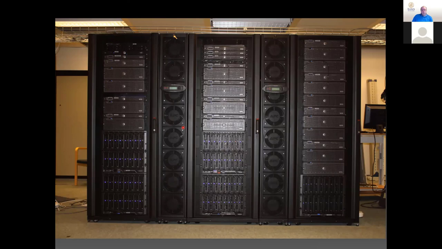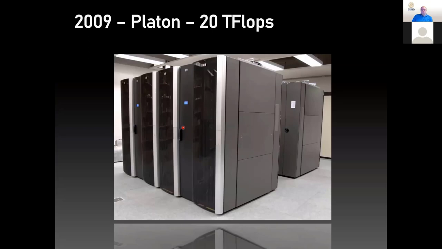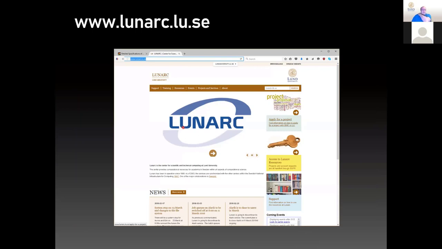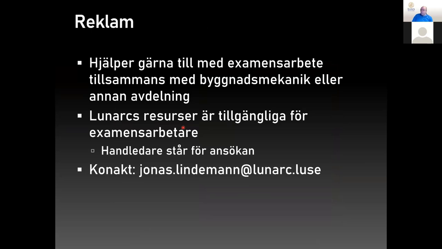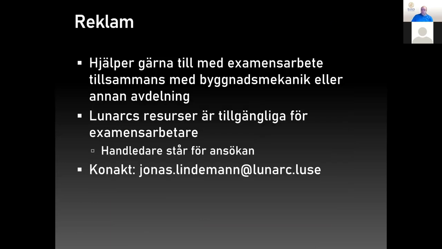This is our grid machine for the CERN simulations. And these are the blade chassis. Platon, 20 teraflops. We had Alaric, which I showed before, and Aurora. And this is our web page if you want to know more. So if you want to do something with Lunarc or do simulations, we will usually help out in Master's thesis work, and you can get access to our machines. Just to finish up, I want to show you how it can look to use a supercomputer.